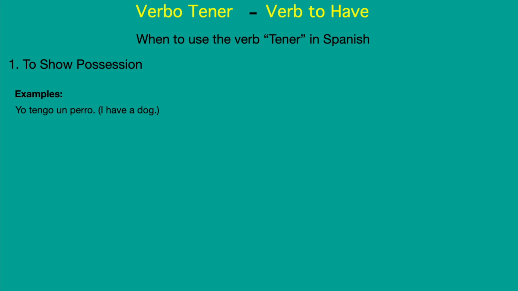So we say, yo tengo un perro. I have a dog. Yo tengo un perro, and it's the same as in English. I have means you have possession of something, and then we have the article un, which is a, and then perro is the noun, right? So yo tengo un perro. The same as you say yo tengo una casa, yo tengo un amigo, yo tengo un carro, yo tengo una pelota. So we have something that you own.